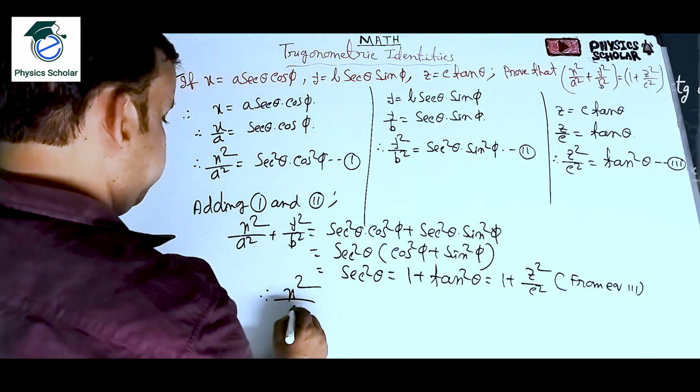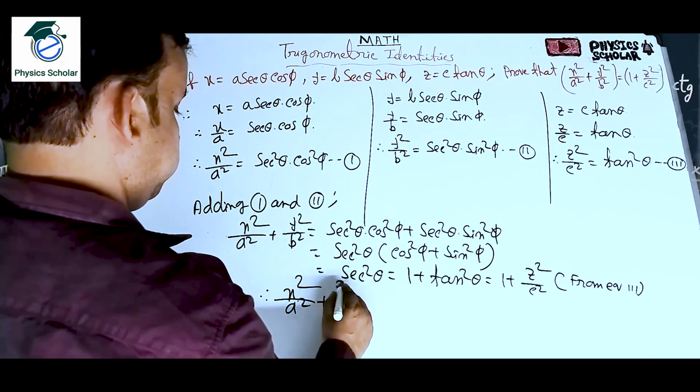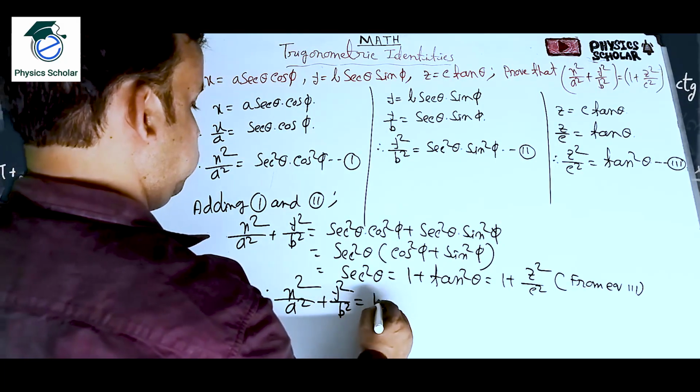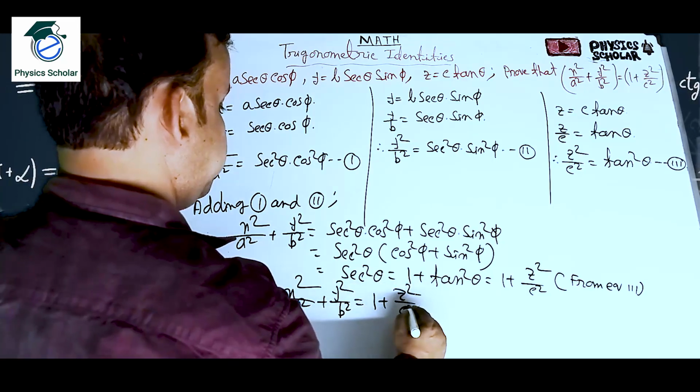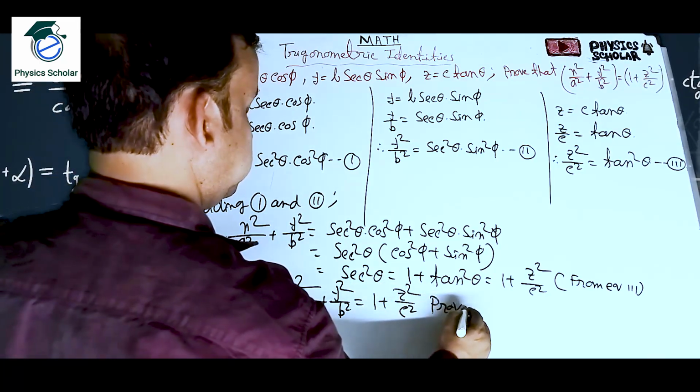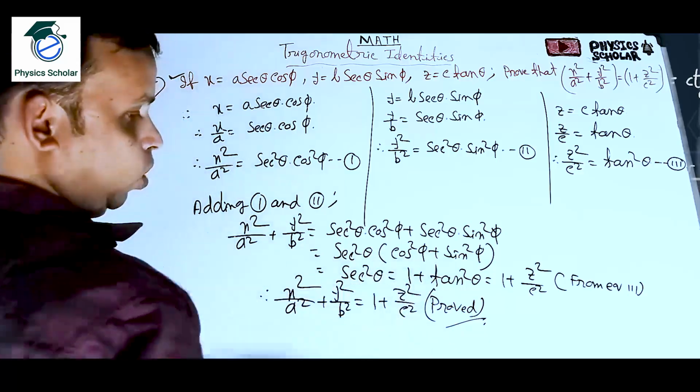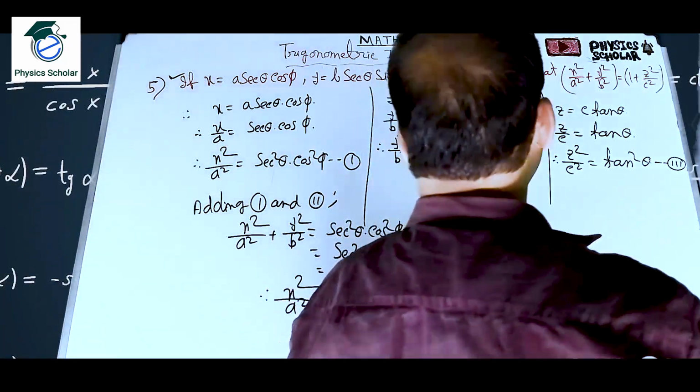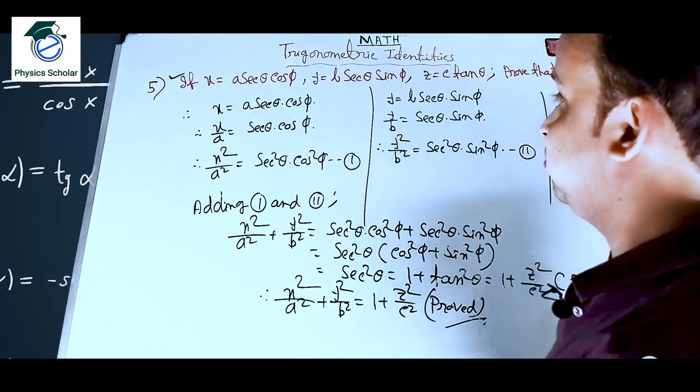x square by a square plus y square by b square is equal to 1 plus z square by c square. Proved. Clear? So students, hope you have understood this. Okay, so now I am explaining it once again.